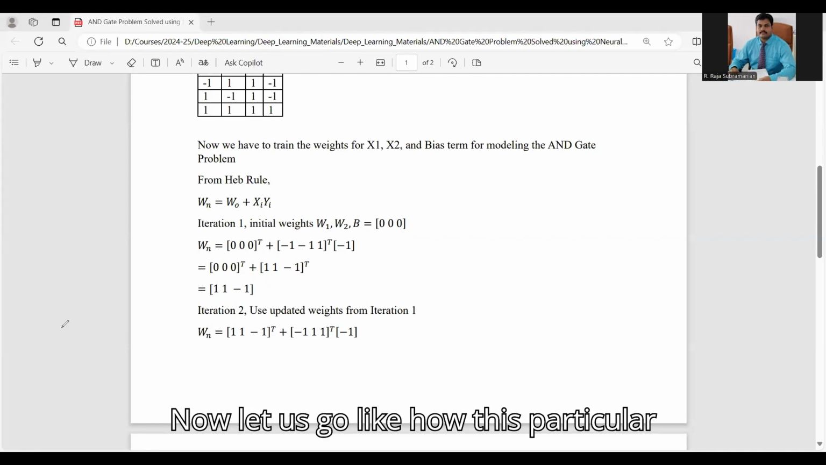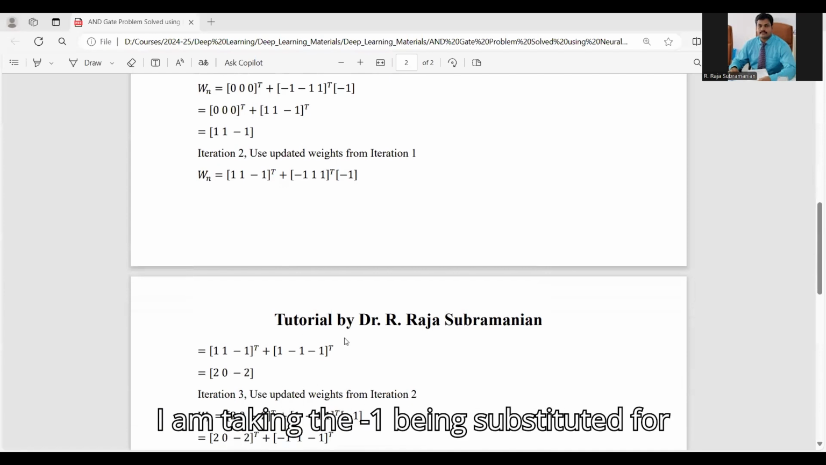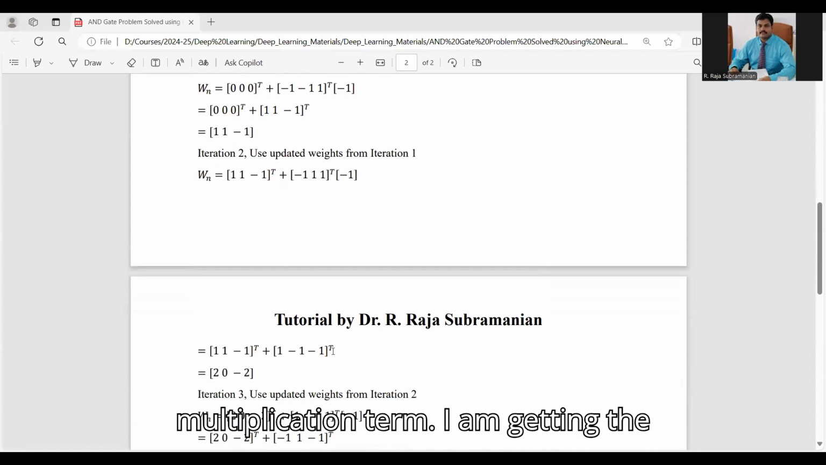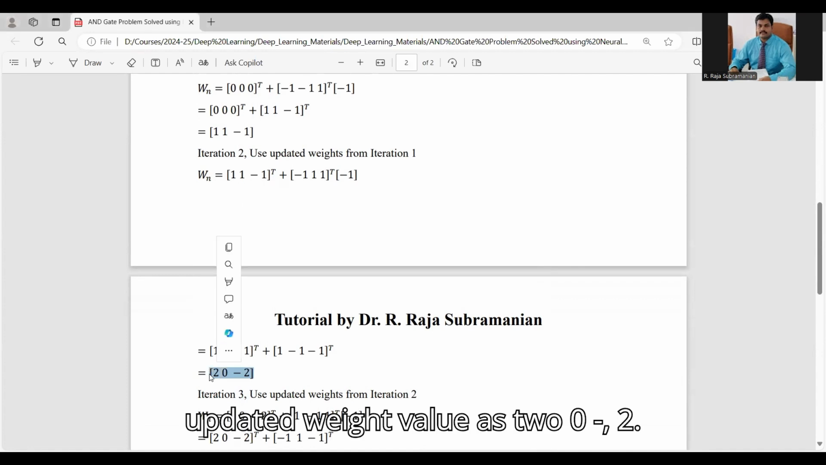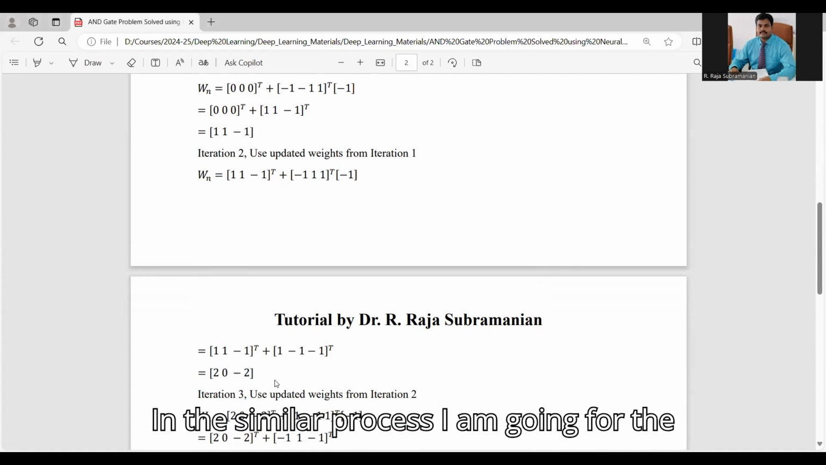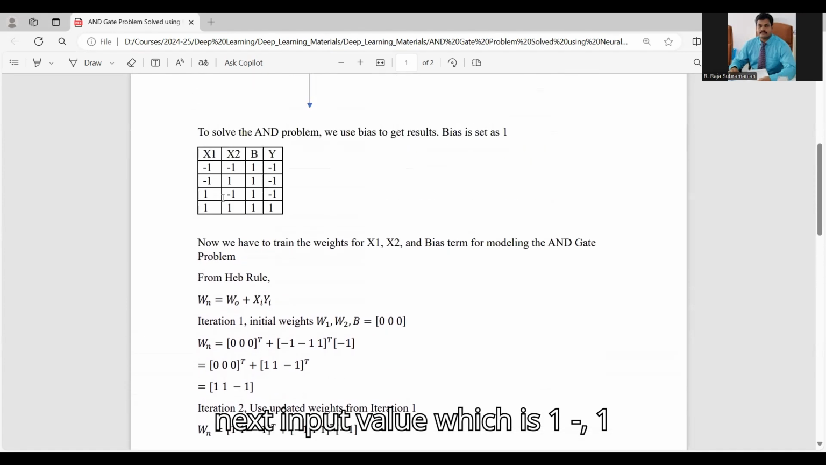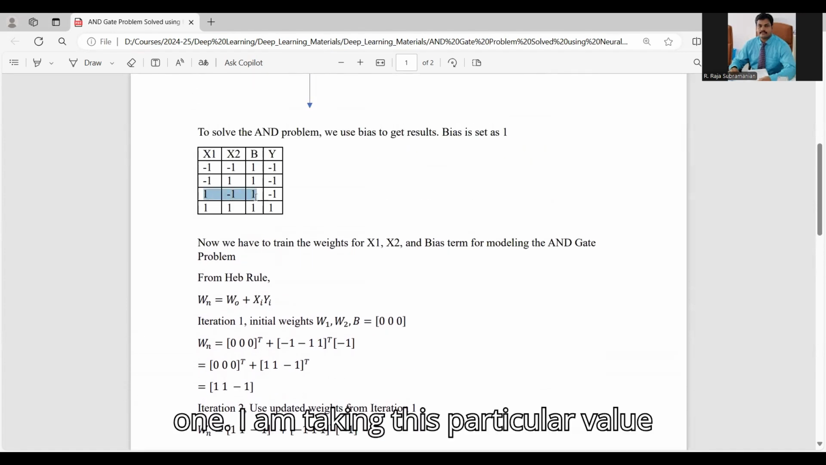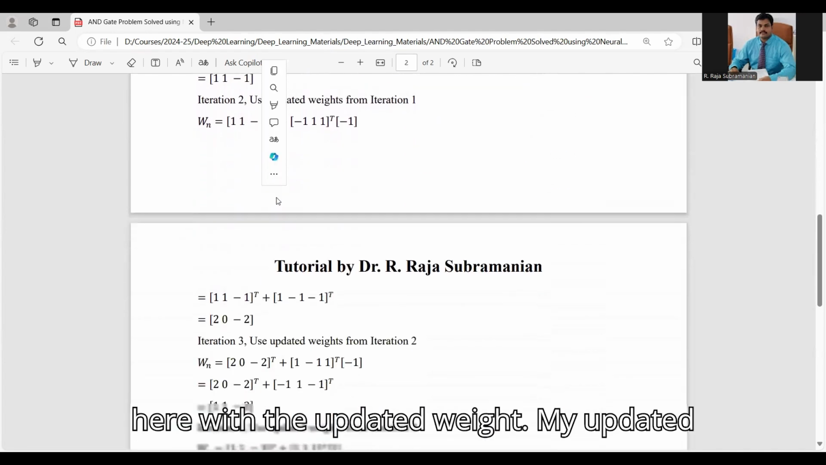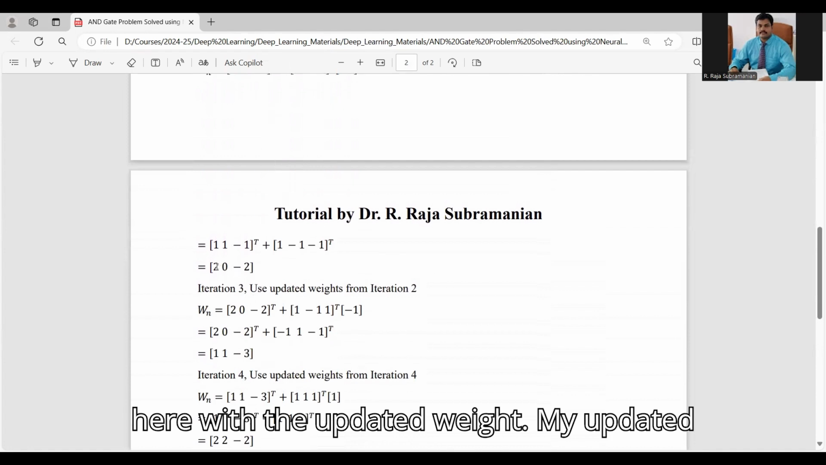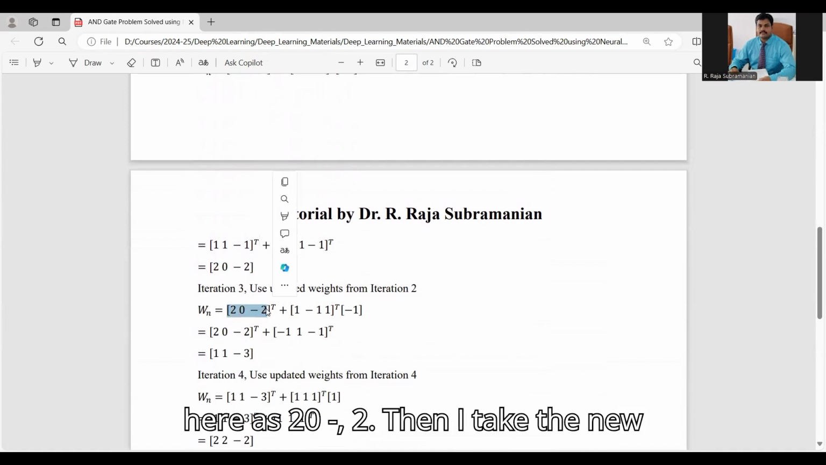Now let us see how this weight updation is calculated. I'm taking the -1 substituted for the multiplication term. I'm getting the updated weight value as 2, 0, -2. In a similar process, I'm going for the next input value, which is 1, -1, 1. I'm taking this value and -1 as the output, just to substitute here with the updated weight. My updated weight is 2, 0, -2, which is substituted here as 2, 0, -2.